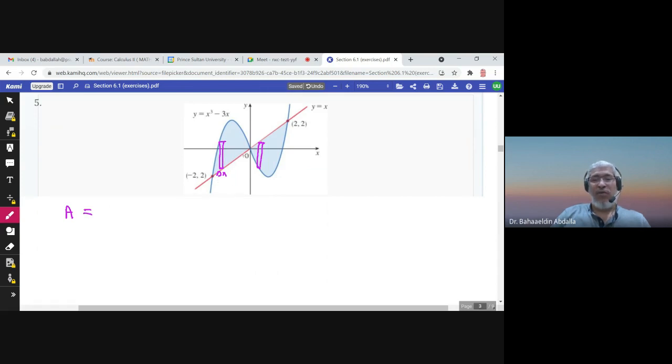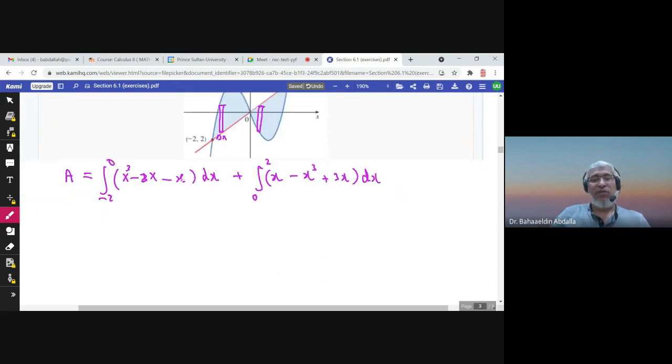So for the first region, the integral is from, we have x cubed minus 3x. This is the above curve minus the line, which is y equals x, dx, and x is from -2 to 0. So this is the area of the first region, plus. Now here x is above the curve, which is x cubed, and minus times minus is plus 3x dx, and x here is from 0 to 2.